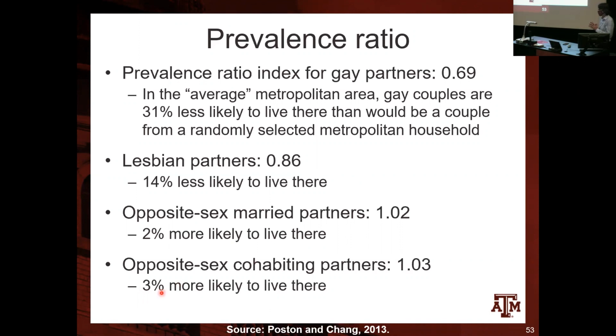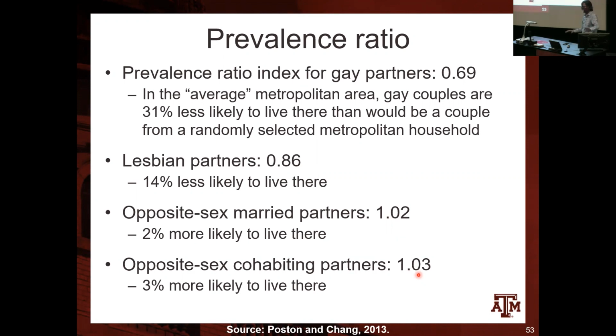But look at these results. For the gay partners and lesbian partners, these results are kind of strong. They are usually farther away from zero, right? This number here is 0.31 units away from zero. This number here is 0.14 units away from zero. This one is only 0.02 units away from zero. This one here is only 0.03 units away from zero.